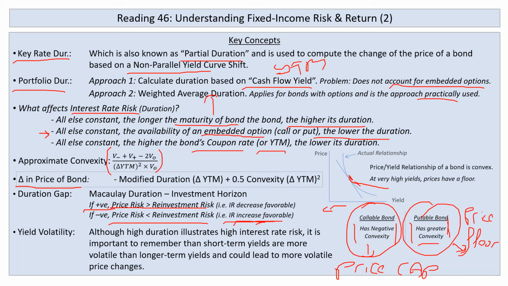A callable bond and puttable bond both would lead to a lower duration, yes. However, a callable bond would have a negative convexity and a puttable bond would have a greater convexity. So please make the distinction. Both of them would lead to a lower duration, yes. However, a callable bond would lead to negative convexity. However, a puttable bond would lead to greater positive convexity. This is something you should be aware of.